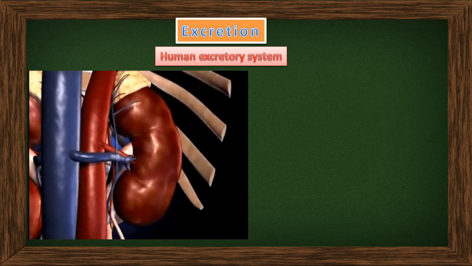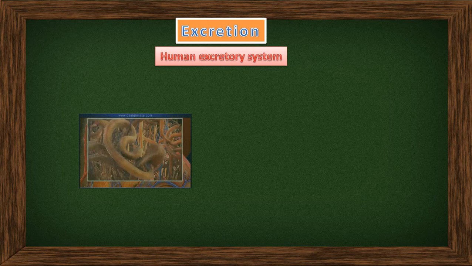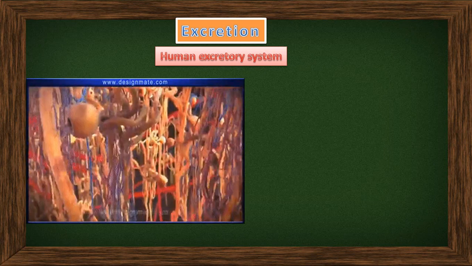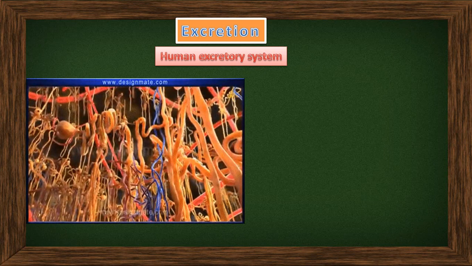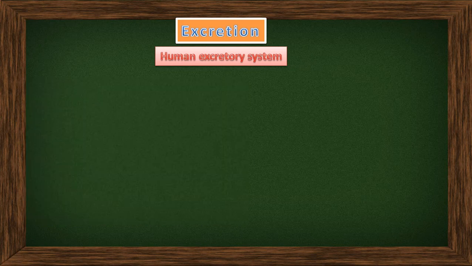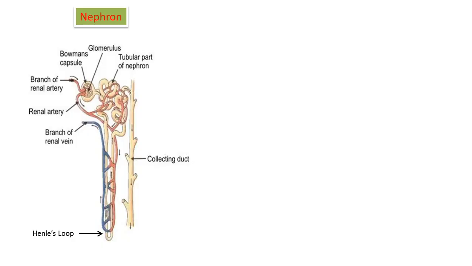The kidney consists of different types of nephrons. The nephron filters and removes the metabolic waste. This is the structure of a nephron. A nephron consists of the renal artery, Bowman's capsule, glomerulus, tubular part of the nephron, collecting duct, branch of the renal vein, and Henle's loop. There are 1.2 million nephrons in one kidney.